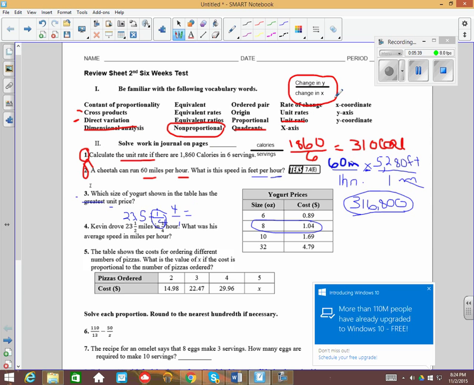So what did you get? So you see your answer here is 94 for number 4.